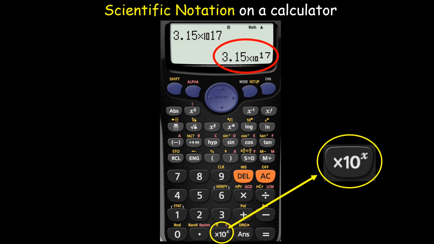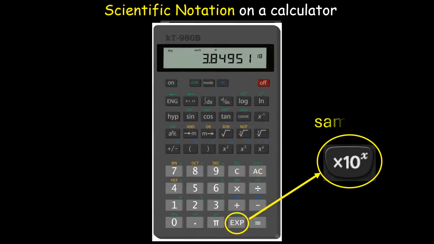This isn't always the case, especially on older models like this one. Firstly, the button for entering such values is not obvious. It's this button here. The EXP stands for exponent or exponential form, reminding the user to write the decimal part and the exponent part, the power of 10, separately, separated by tapping the EXP button in between.